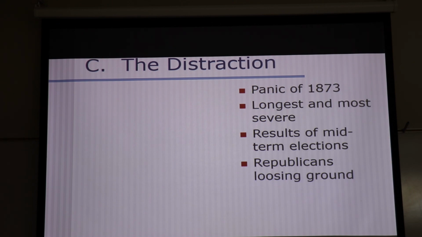Shortly after that election, America gets into the Panic of 1873, which is the longest and most severe economic depression we had been in up to that time. In the midterm elections, people are starting to vote for Democrats, and the Republicans are losing ground. And guys, the scariest thing to people in power is the fear of losing that power.